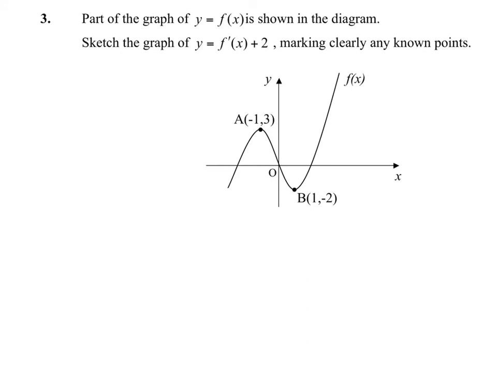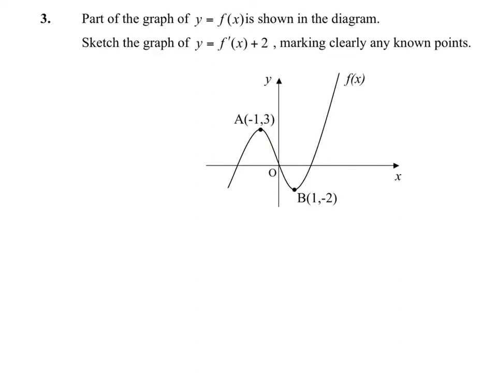Part of the graph of y equals f of x is shown in the diagram. So that's this curve here. We're asked to sketch the graph of y equals f dashed of x plus 2, marking clearly any known points. So the f dashed of x in here tells us that what we're going to sketch is the derivative, and the plus 2 here tells us it will then be moved up by 2.